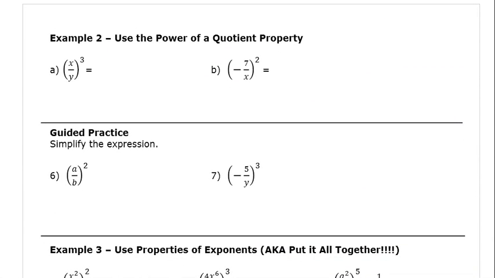Okay, flip over the page. So example 2, use the power of a quotient property. Once again, these are pretty quick. This one here, we're just going to apply the cubed to both pieces, so it'd be x cubed over y cubed.